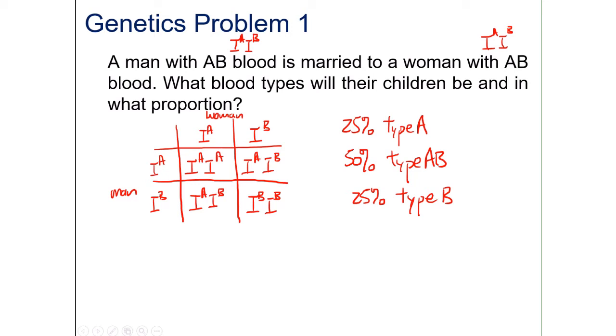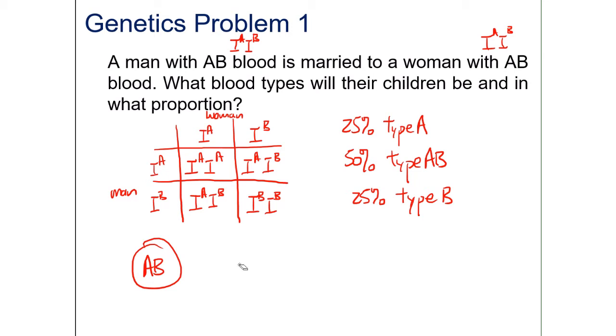So here's a question for you to think about. If a person is AB blood, is it possible for this person to have a type O child? Is there some blood type that this person can marry and have a child with type O blood? So think about that for a second, pause the video, and think about that. And the answer is no, you cannot.